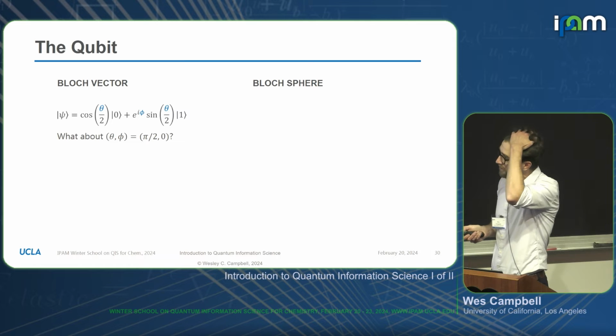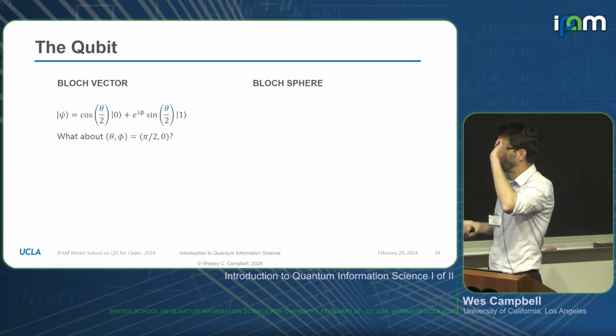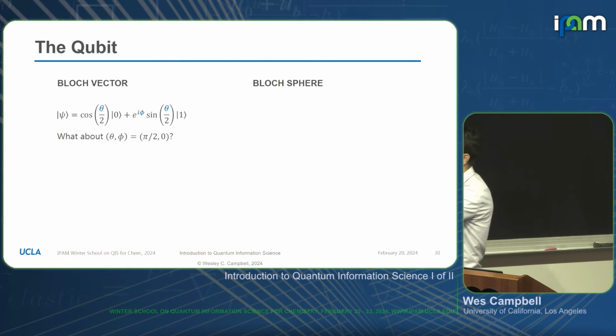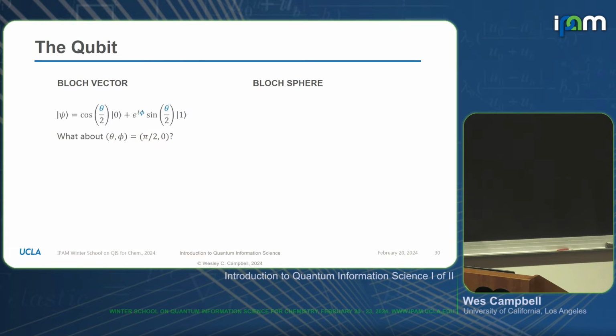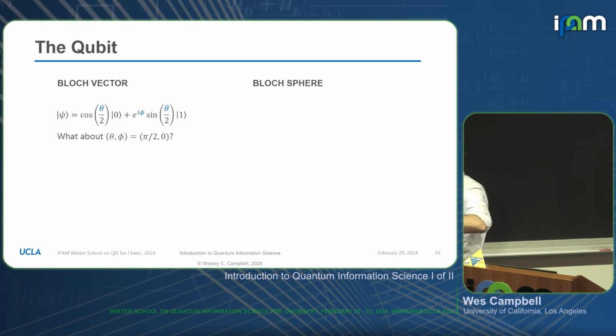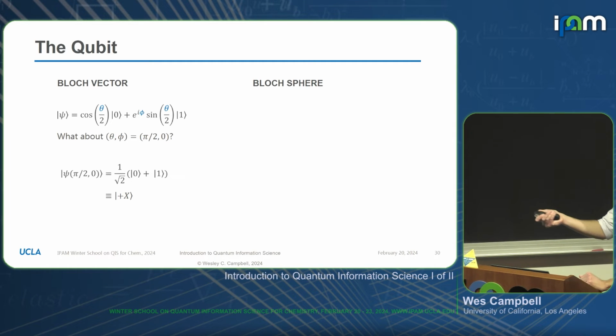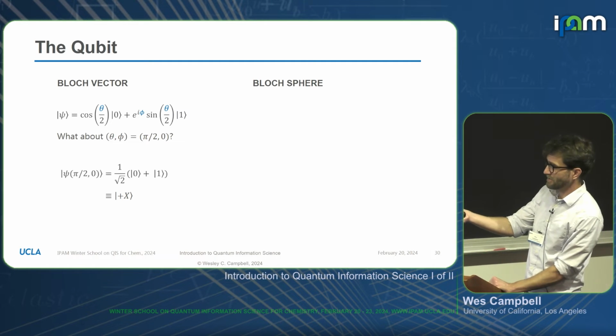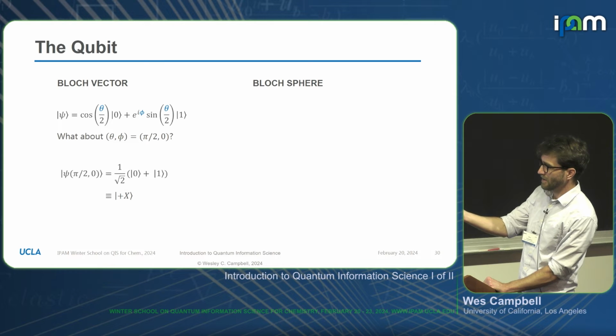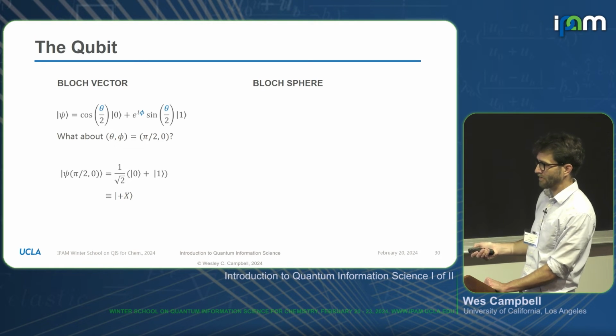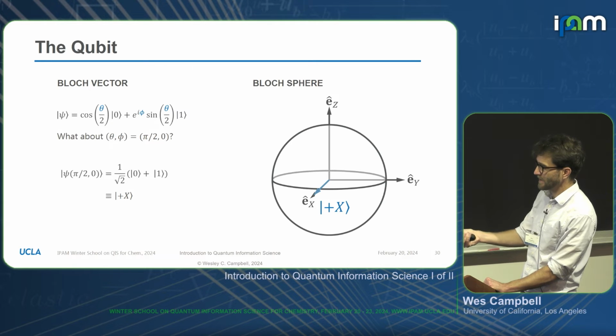What about other states other than the north and south pole? So if theta is pi over 2, then we're on the equator, right? Somewhere in the equatorial plane of the Bloch sphere, okay? And if phi is 0, we will get that this state is 1 over root 2 times (0 plus 1), right? Here we had cosine pi over 4, which is 1 over root 2, plus e to the I 0 times sine pi over 4, which is another 1 over root 2. And this is our x eigenstate, okay?